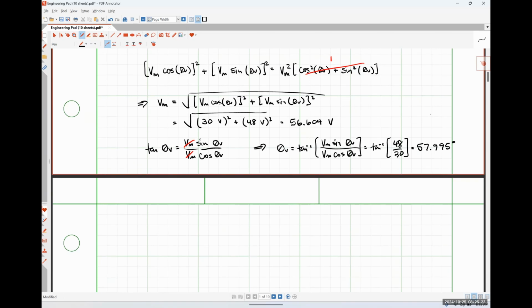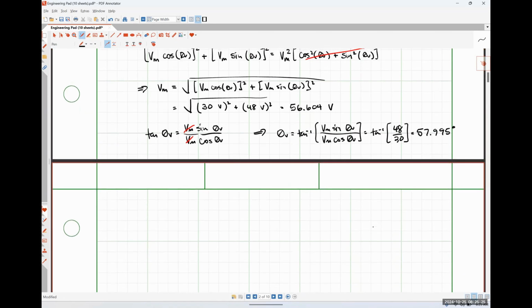So putting these two things together, Vs of t seems to be 56.604 times the cosine of 8t plus 57.995 degrees volts. So let's throw this into Desmos and see if we're right.